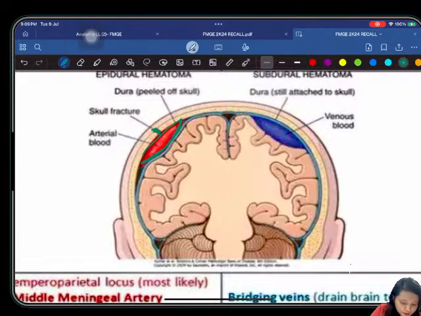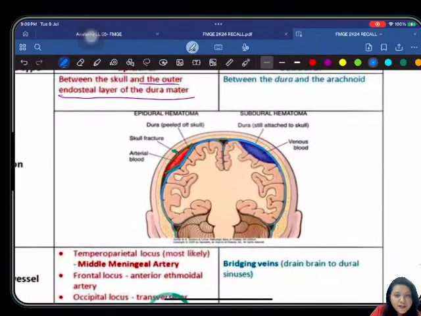This blue color is the dura mater. Here also this blue color is the dura mater. So epidural means the blood will be outside the dura mater, that is, between the skull and the outer endosteal layer.